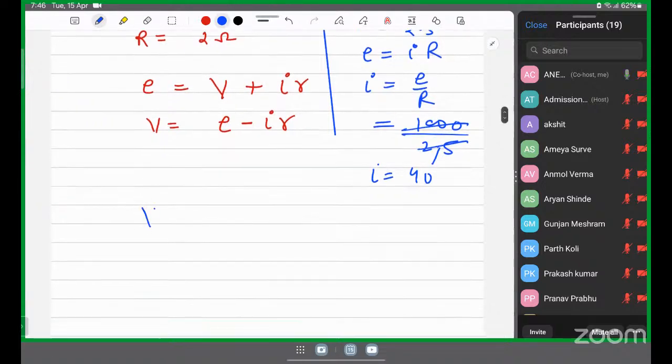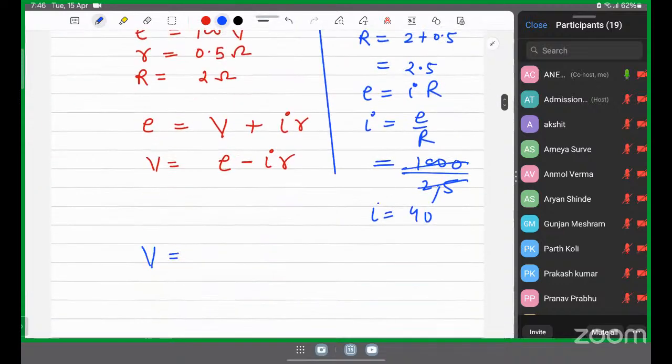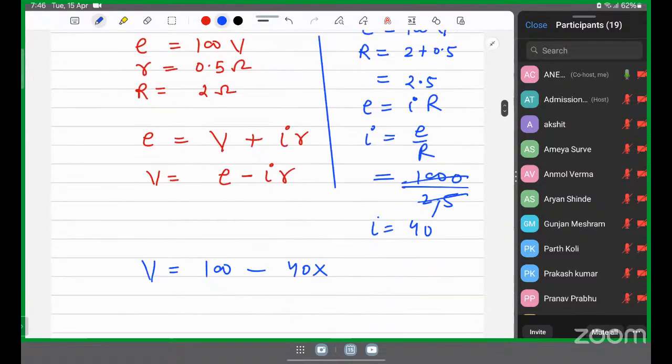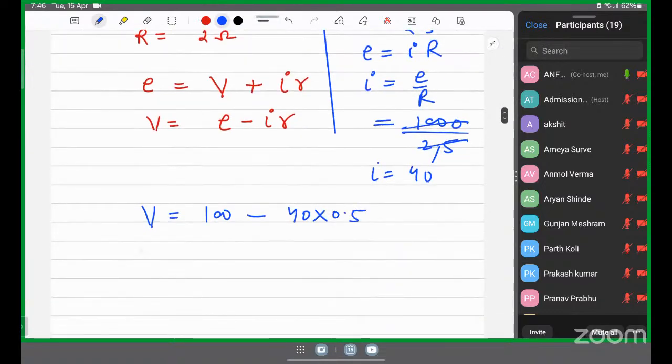Now we can find out V. V is equals to E minus Ir. E is 100 minus I is 40, r is 0.5. So this will be 100 minus 40 into 0.5, which is 20. So terminal potential will be 80 volt.